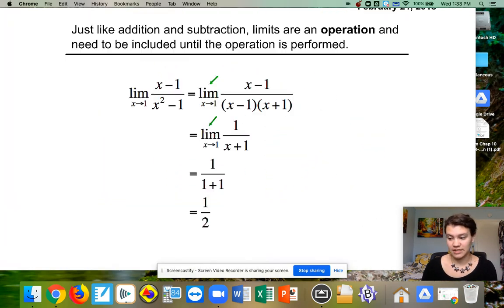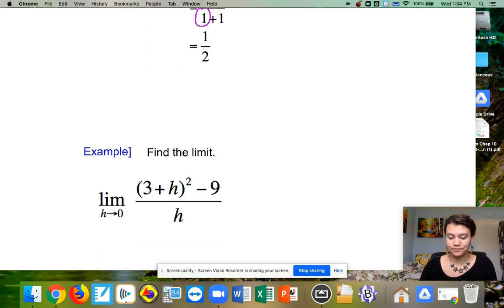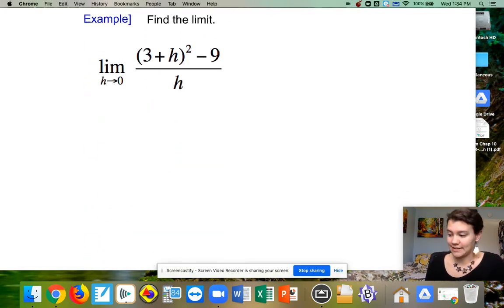So that's what this slide is saying. Just like an operation, like adding and subtracting, you need to have the limit there until you actually plug in 1. When we plugged in 1, that's when you can get rid of writing the limit. If you don't write the limit, points will be taken off the test, just as a heads up.